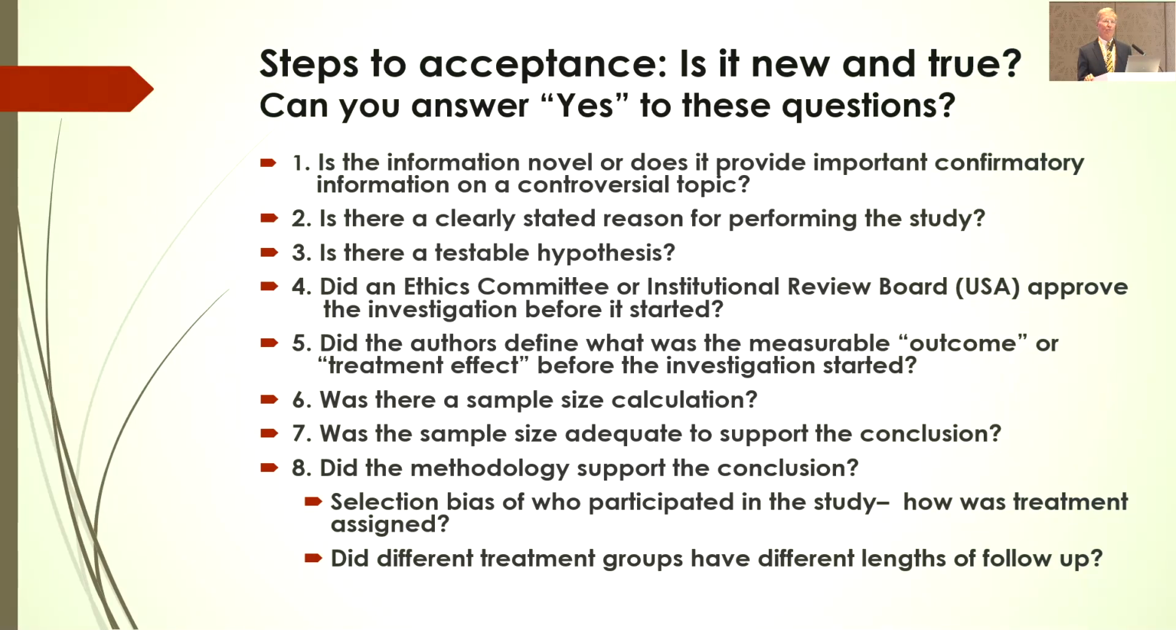So, you've published your article, you think it meets the criteria that are set forward. Is it new? Is it true? Can you answer yes to these questions? One, is the information novel, or does it provide important confirmatory information on a controversial topic? Two, do you have a clearly stated reason for doing the study? Three, and this is so important with gigantic databases, did you have a testable hypothesis before you did the study?